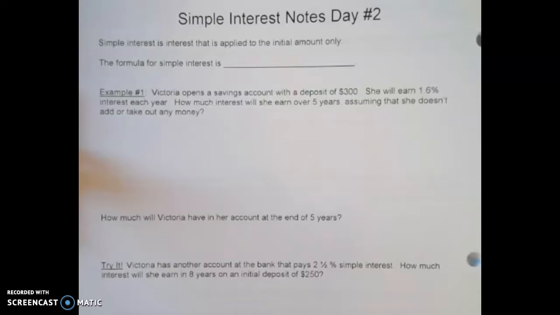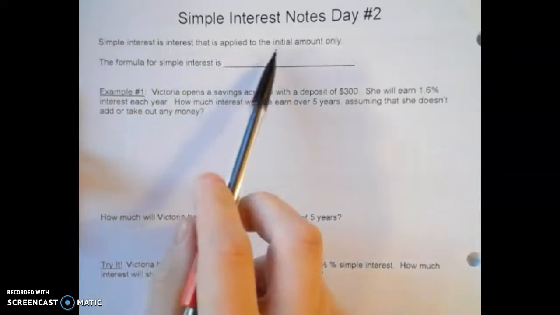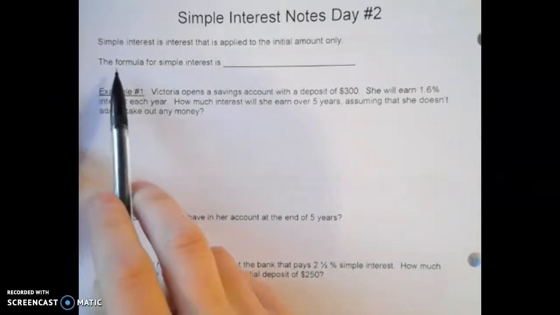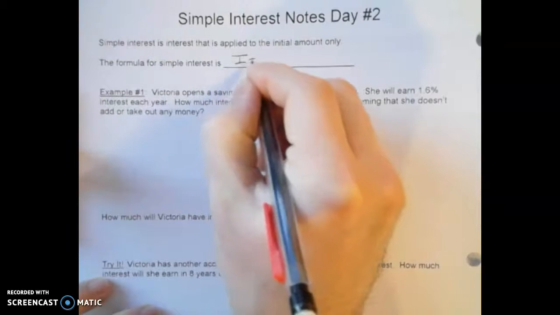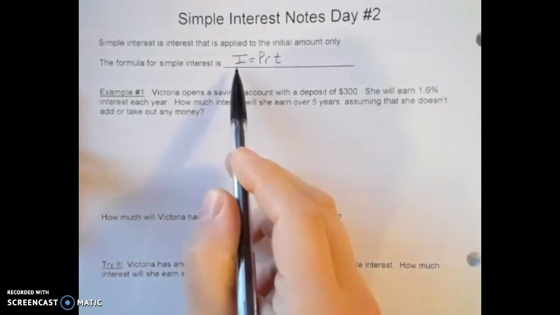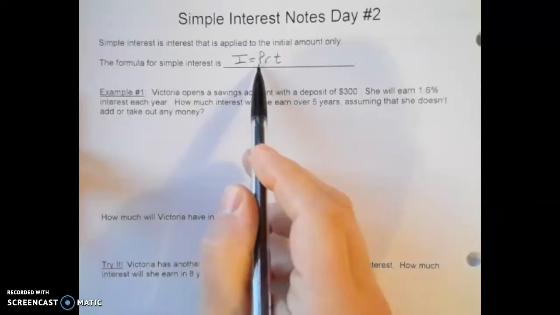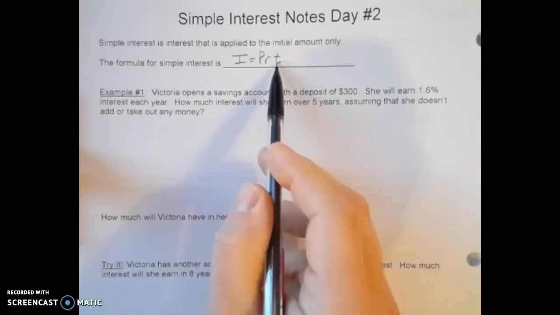In yesterday's lesson, you learned about simple interest, and in today's lesson, we're going to have more practice with simple interest. It's important to remember that simple interest is interest that is applied to the initial amount only. The formula that we use for simple interest is the same every time: I equals PRT, where I is the amount of interest earned or paid, P is the principal amount borrowed, R is your rate as a percent, but remember you're going to convert it into a decimal when you use this formula, and T is always your time in years.